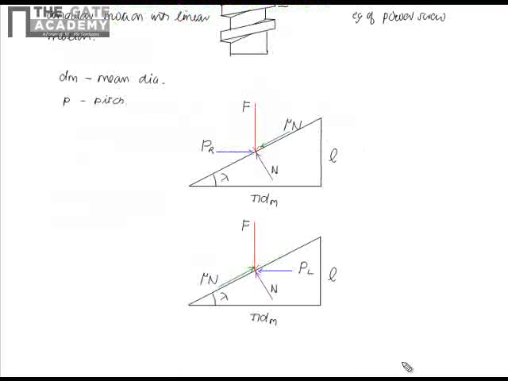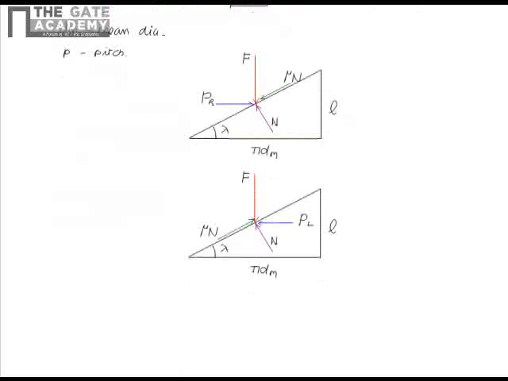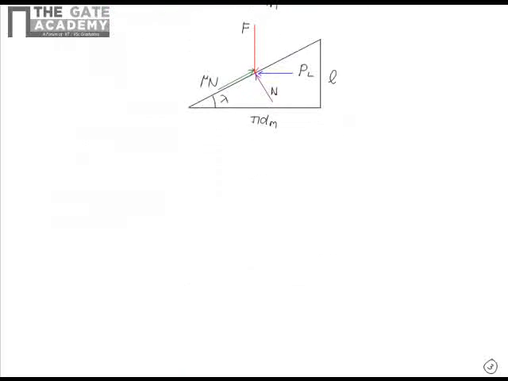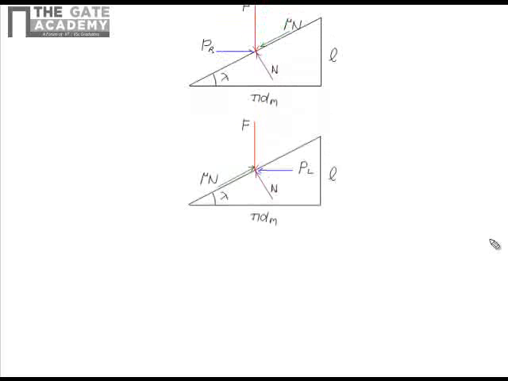Similarly, when you try to lower the weight, the load is applied in this direction, and since it comes down, the frictional force will be acting in the upward direction. For these two cases, we need to find the expression for the torque required to raise the load as well as lower the load. So we'll take the first case.